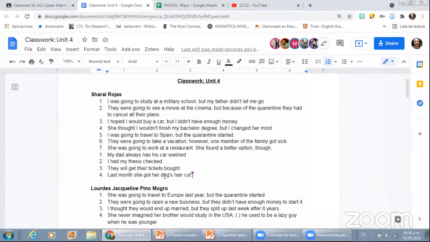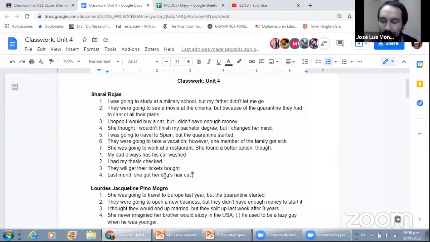Okay. The first one is they will get their tickets bought. Last month she got her dog's hair cut. Okay, good. So in the first one, we have a future idea we get. The second one, a past idea we get. Then you have your object, right? Their tickets and her dog. Now in this case, right? Let's see. Okay. Now it's part of your object. Then it's okay. Her dog's hair cut.